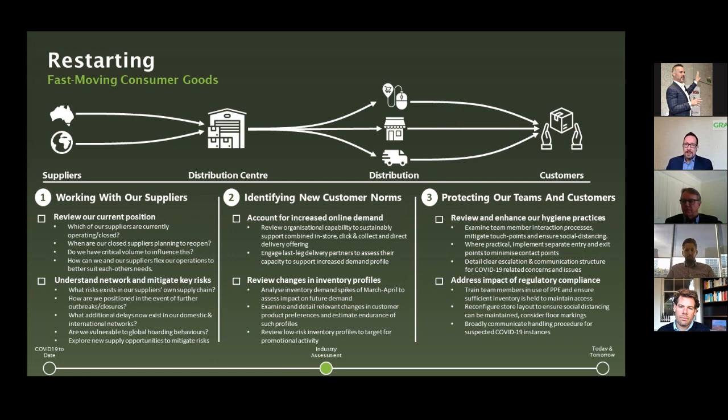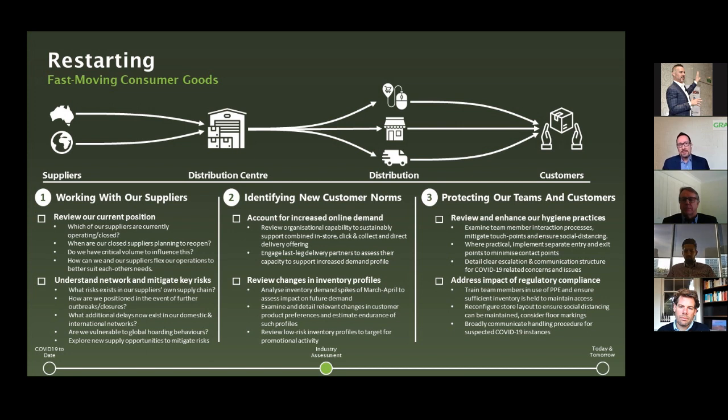And then finally, it's about protecting our teams and customers. So where you do have client-facing or customer-facing opportunities, it's about understanding each team member's interaction processes, whether they're field force, sales forces, or whether you actually have staff stores or actual stores, and looking at how we now remap the flows within these areas. And that could include offices as well, maybe separate entry and exit processes. How do we minimize contact and maintain the distance?